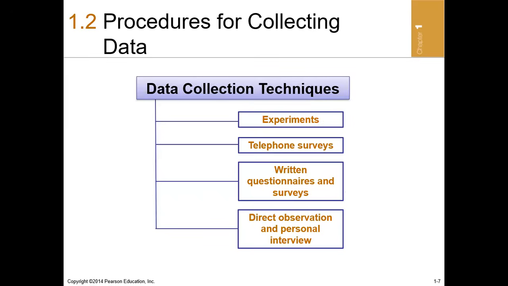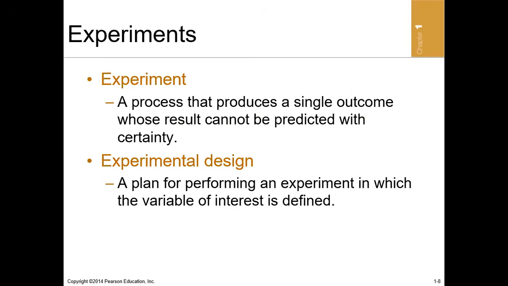Now, let's come to issues of data collection. There are several ways we can collect data, right? We can collect data through experiments, through telephone surveys, through questionnaires and written surveys, and through direct observation and personal interviews. So if I want to collect data for research, these are some of the procedures I can use.